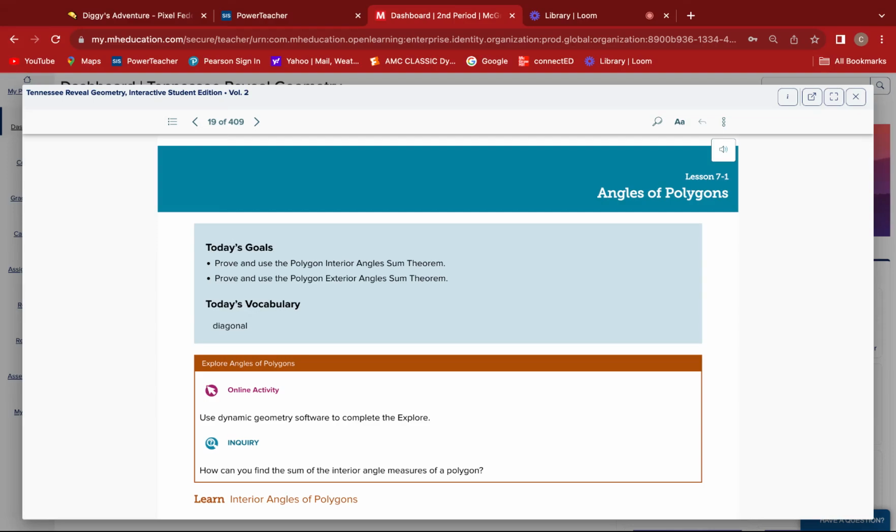Hey, everybody. We are in lesson 7-1 on angles and polygons. So, brand new workbook. This is volume 2. So turn to page 405 and let's get going.